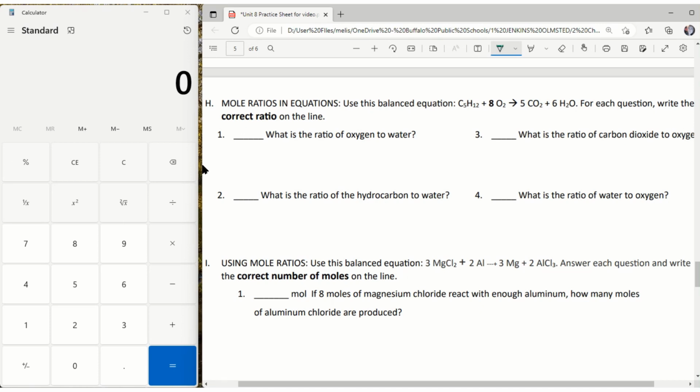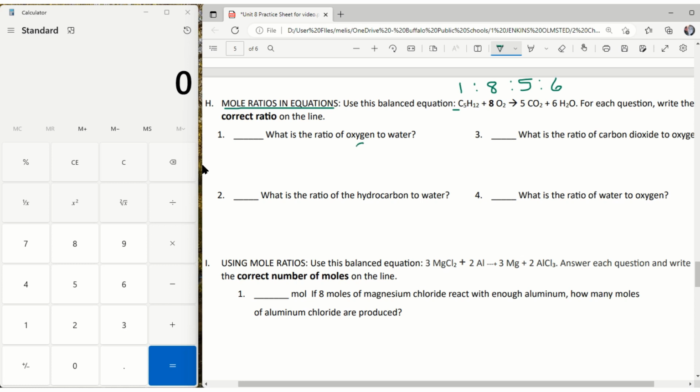Okay, now we're going to look at mole ratios in equations, and we kind of already did it when we looked at balanced equations. This has no coefficient in front of it, so it is 1. This has a coefficient, it is 8. This has a coefficient, it is 5. And this has a coefficient, it is 6. So that's if we're looking at the ratio for the whole equation, okay?